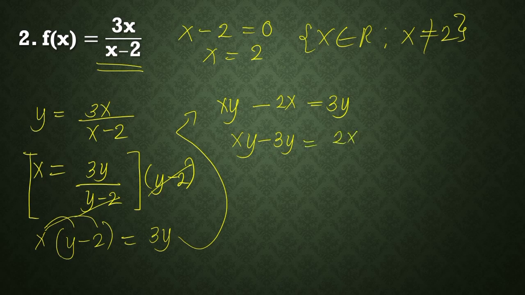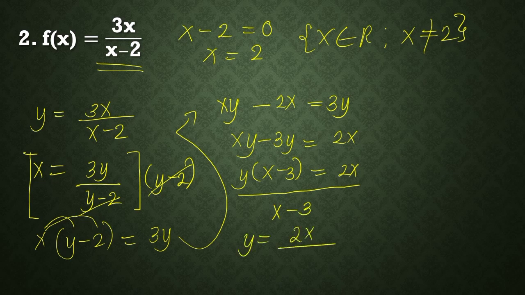Then we factor out y kasi yun yung common factor ng xy minus 3y, magiging y times x minus 3 is equal to 2x. And then we divide the whole equation by x minus 3. So y equals 2x over x minus 3. So ang y is equal to 2x over x minus 3, yun yung inverse function ng f of x is equal to 3x all over x minus 2.